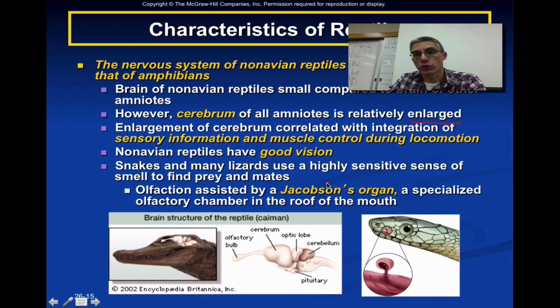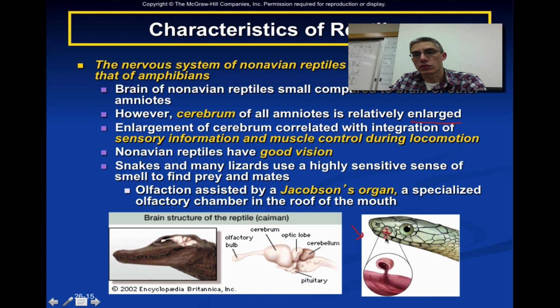Now, in some of the snakes we're going to look at, we're going to mention something called a Jacobson's organ. This particular organ is going to assist the snake when it comes to olfaction, or that sense of smell. Oftentimes this is embedded in the roof of the mouth of the animal. And down here towards the lower right, you can see an example of this Jacobson's organ.